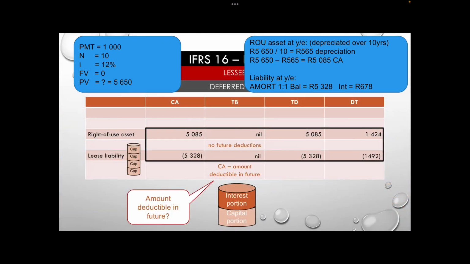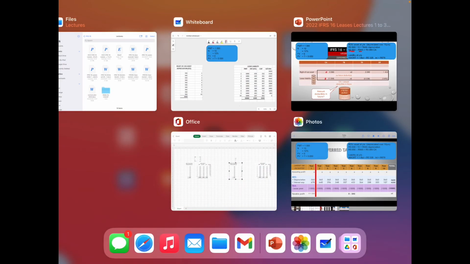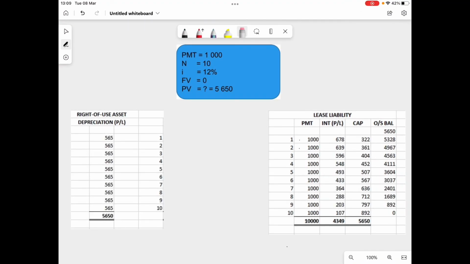So in our deferred tax calculation at the end of year one, we have our right of use asset carrying amount of 5085. So that's the original amount we recognized, 5650, less the depreciation for the first year, giving me my carrying amount. And we have our lease liability carrying amount of 5328. Now that lease liability carrying amount comes from our amortization table at the end of year one. Here at the end of year one, we have our 5328 outstanding amount.